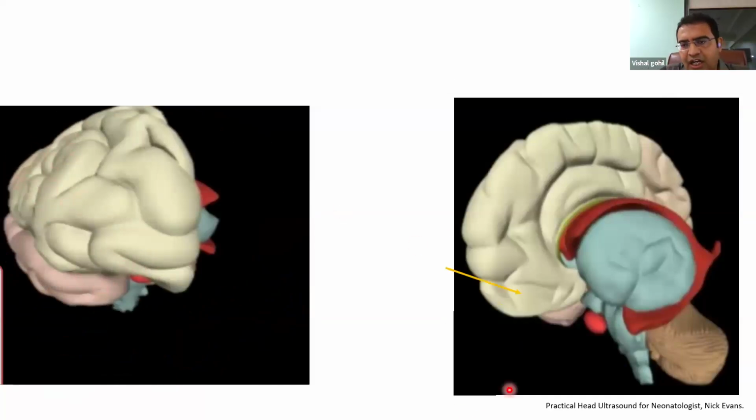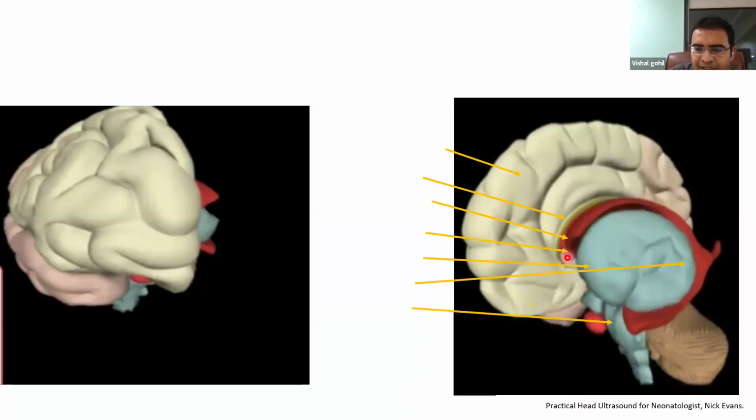So how is the structure organized? Now you can see this is your cerebrum. Okay, this is your green structure. You can see this green structure is actually the corpus callosum, which connects both cerebrum. Now the space between the lateral ventricles would be the septum pellucidum. This is your lateral ventricle. This is your caudate nucleus and this is your thalamus. Okay, this is your brainstem and this is your cerebellum.